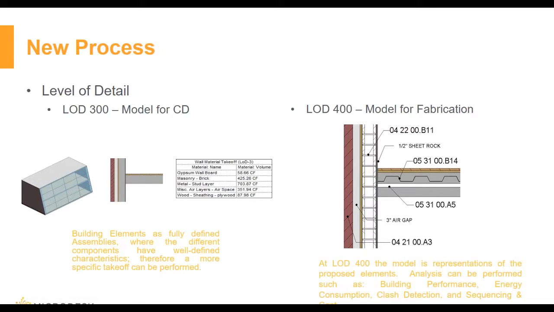For level 400, now we're talking about fabrication. These models include elements that are accurate in terms of size, shape, location, quantity, and orientation with complete fabrication. They also have detailing information. As you can see here, you have some text, some dimensions, some tags, because at this level we're doing this more for fabrication. This model is representing the wall, and you can definitely use it for energy consumption, for clash detection, and in Navisworks for sequencing and cost.